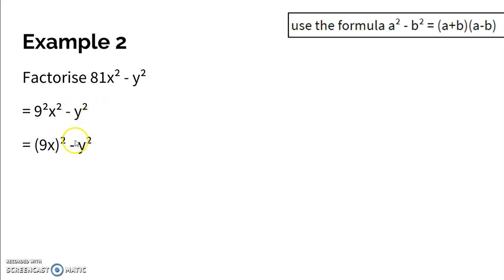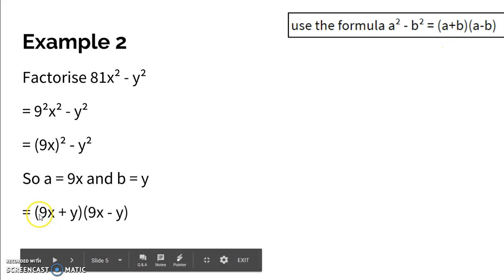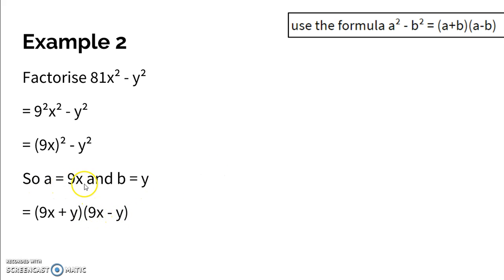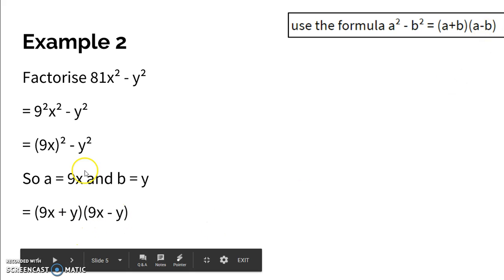So that means we have 9x, and they're both squared. Take away y squared. A equals 9x, and b will equal just the y. So bring back this formula. We're going to get bracket 9x plus y, and then another bracket 9x take away y. So a is 9x, so that will be 9x. B is the y, so 9x and the y. That's why if you factorize this, you end up here.